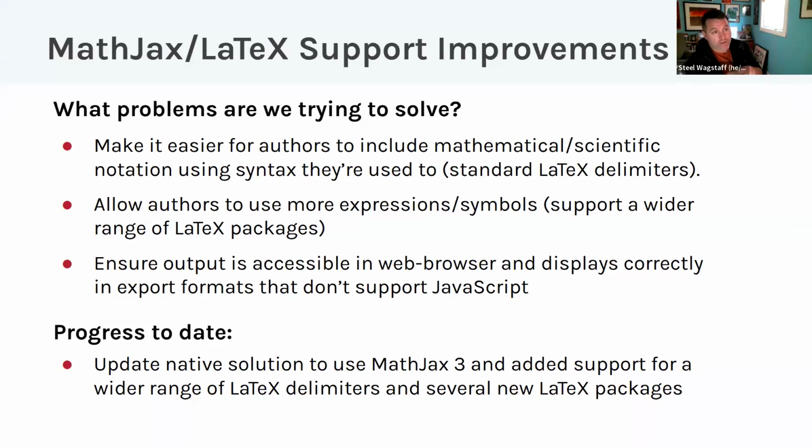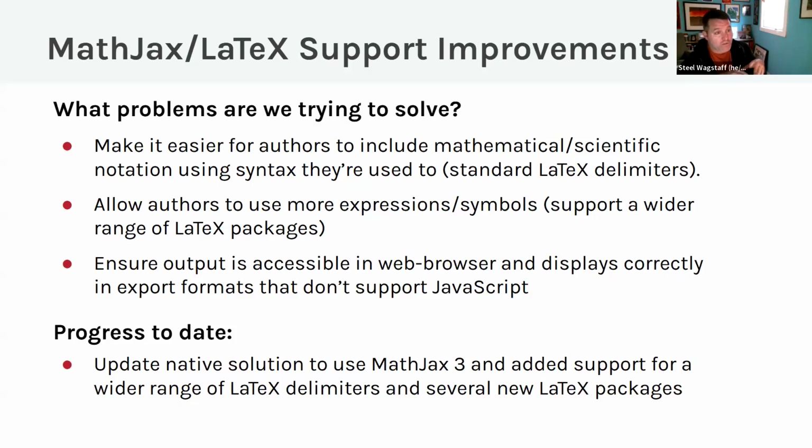We usually require you to enter what's called a short code and write LaTeX, and it doesn't always support all of the delimiters, the characters that you use to say what's coming next is math, render it like math. So people who write with LaTeX have a set of delimiters or symbols that they use to say this is math, and they're used to using those. And in Pressbooks, not all of those work. So we want to make it easier for authors to include math or scientific notation using the syntax that they're used to, just the standard LaTeX delimiters.